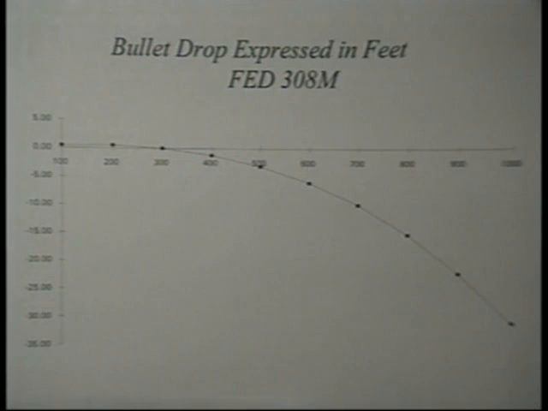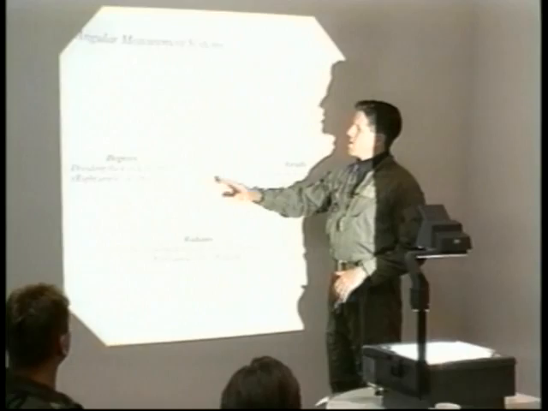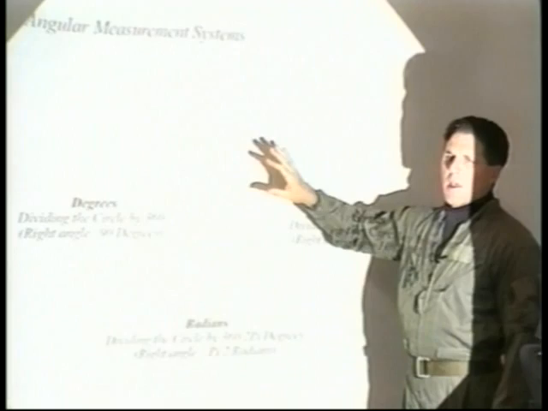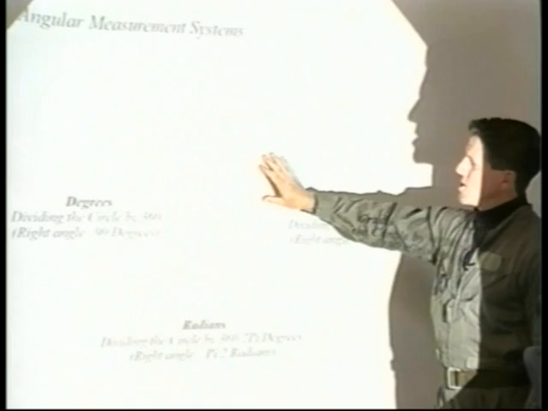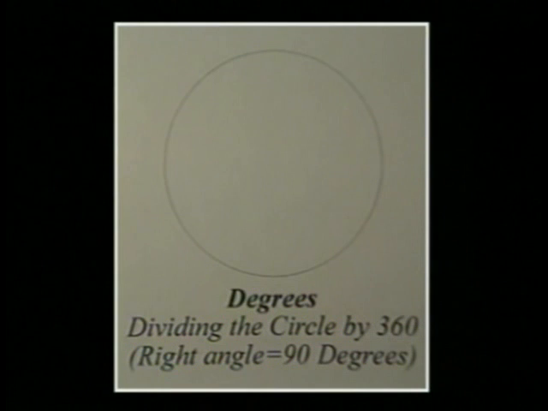All right, now what we want to do is be aware of some angular measurement systems. How are we going to determine what to set our sights to get that point of aim, point of impact at the desired range? Familiar to everybody is dividing a circle into degrees, minutes, and seconds. Right angles are defined by 90 degrees.